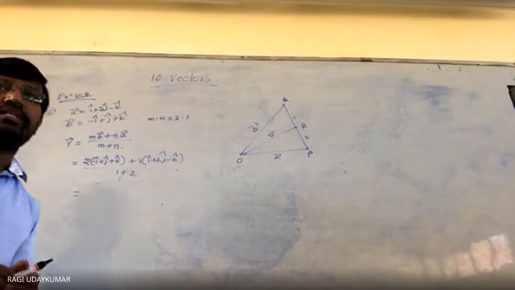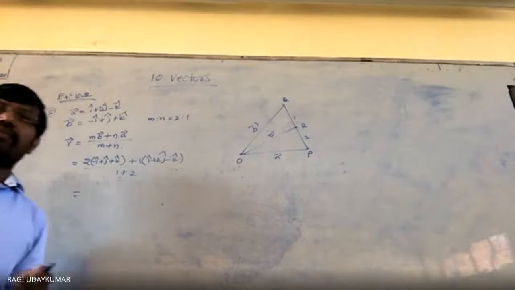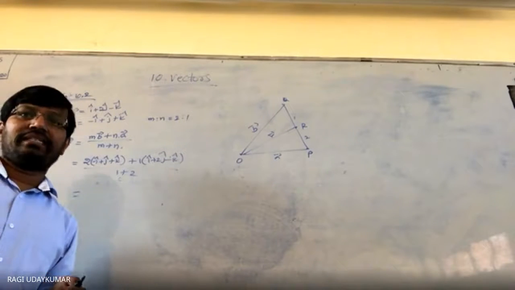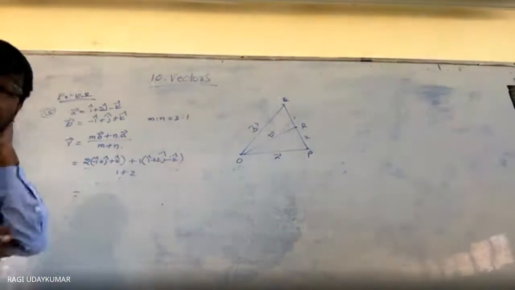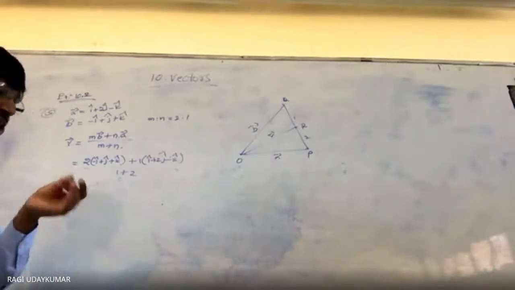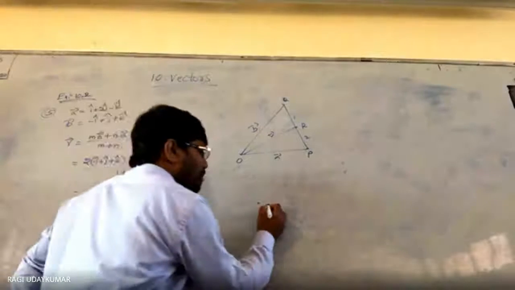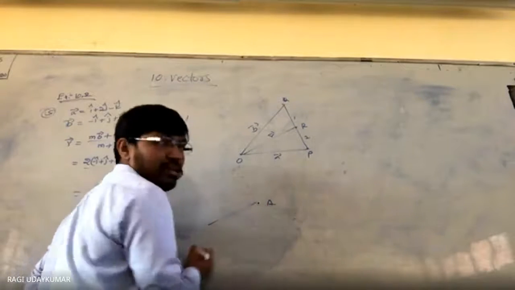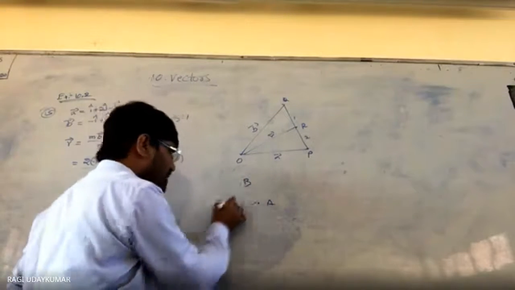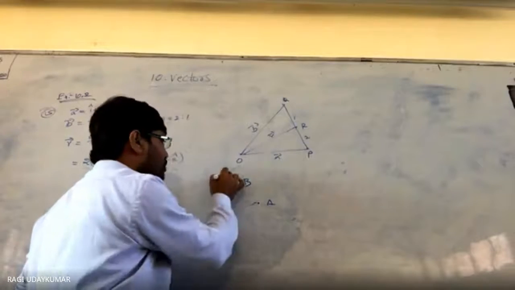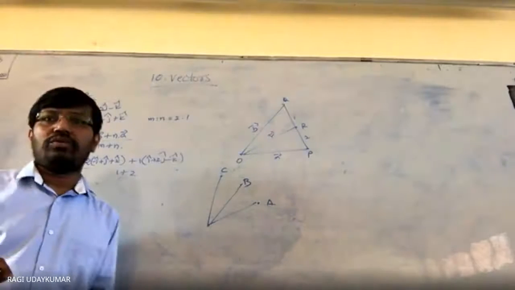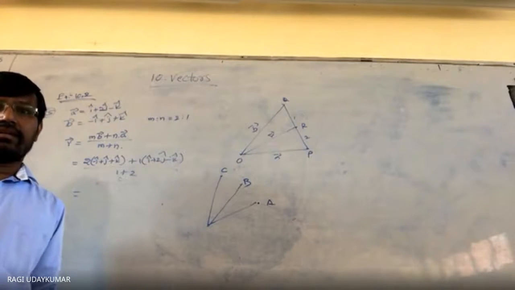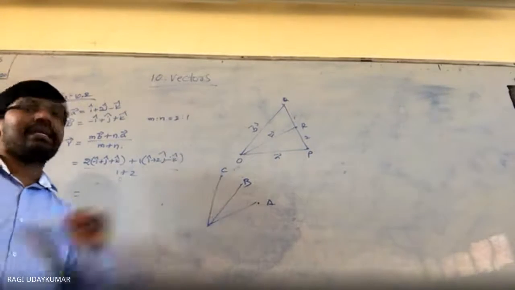Now the 17th question: show that the points A, B, C with the given position vectors form a right angle triangle. Already position vectors are given, so please try to understand the terminology. The position vector of point A is nothing but OA, of point B is OB, and of point C is OC. These three vectors are given to you, and you are asked to show that they form a right angle triangle.